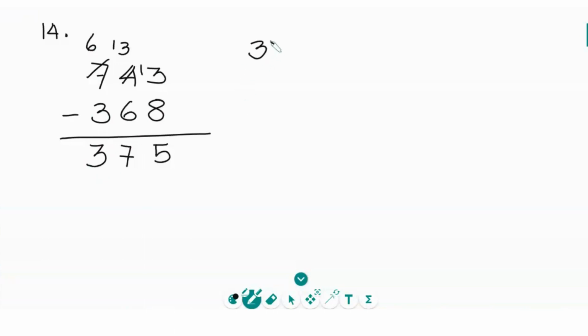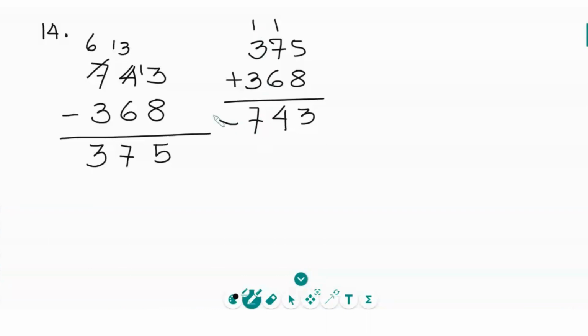So we have here 375 plus 368. So 5 plus 8, that will give us 13. Carry over 1 on top of 7. So 7 plus 1 is 8. 8 plus 6, that will give us 14. Carry over 1. Now 3 plus 3 is 6. 6 plus 1, that will give us 7. So we have 743 also in our problem. So our final answer, we have 375. Now let's move on to number 15.